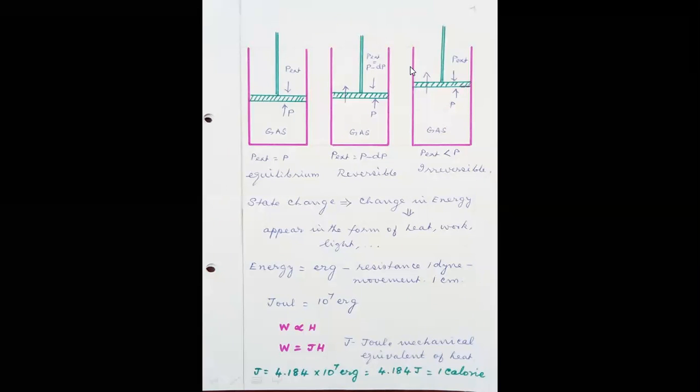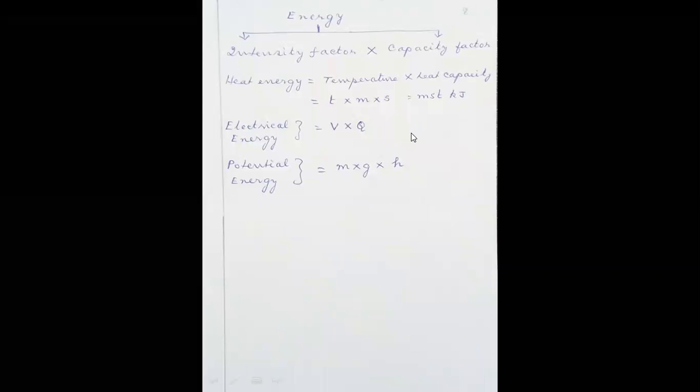Now listen, my dear students. This is the energy, so this particular point you have to understand very well. Normally energy contains two factors, namely the intensity factor and the capacity factor. So look here, I am having a cup of tea and I say the tea contains energy of 20 calorie.